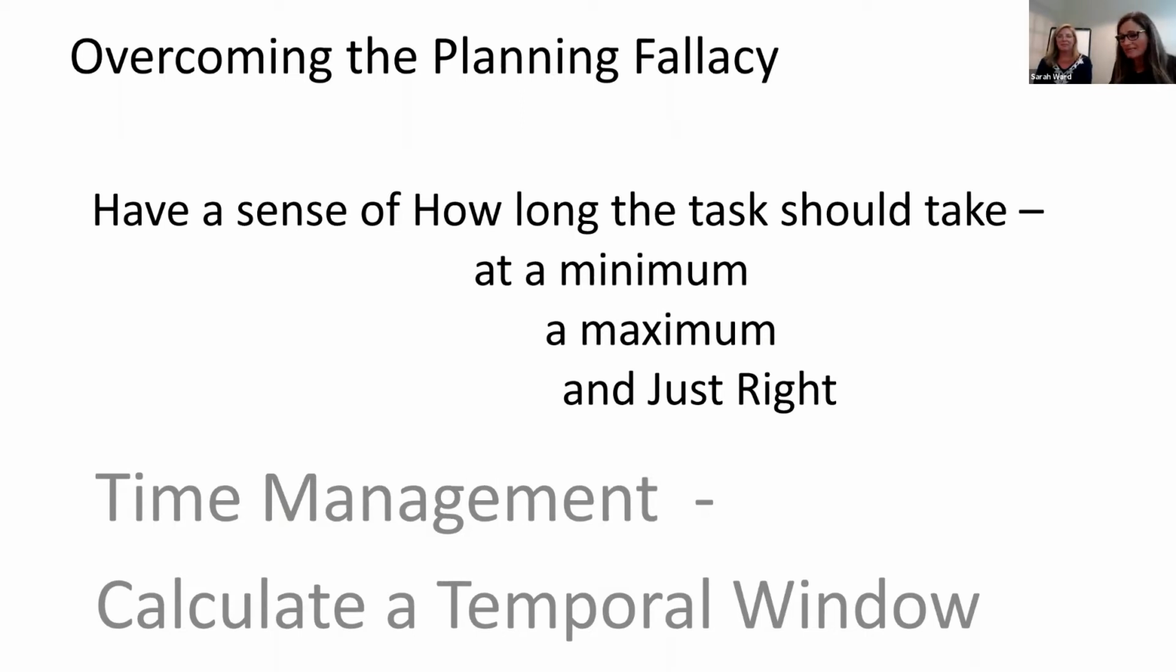So the whole idea with the planning fallacy is we want students to understand what is the minimal amount of time a task is going to take. When am I spending too much time on a task? And what is probably the just right? And we call that a temporal window. And without guessing, because if you ask a student, how long do you think it will take? They'll just say, "I don't know." Or they'll say 10 minutes. Or the opposite, "It's going to take me forever."